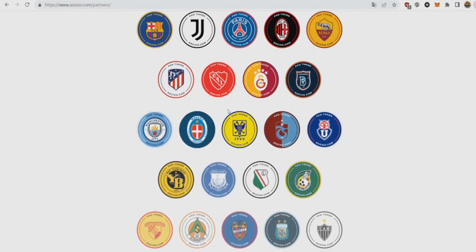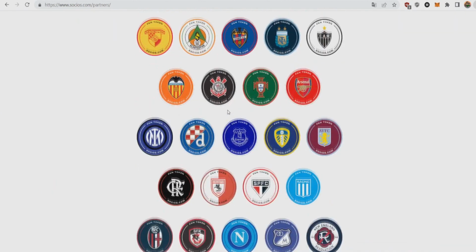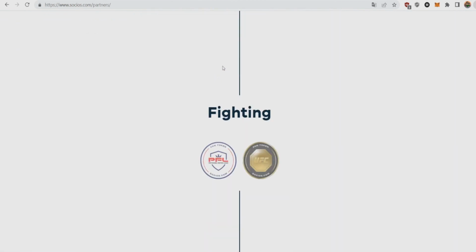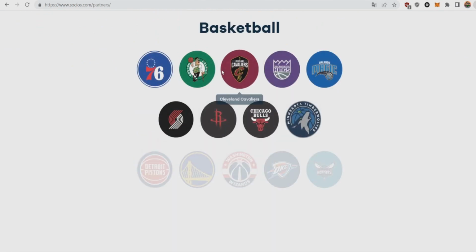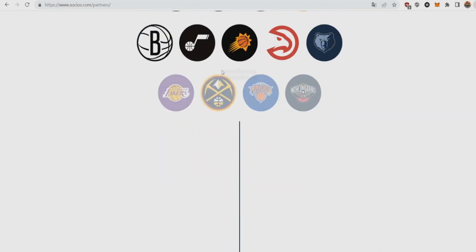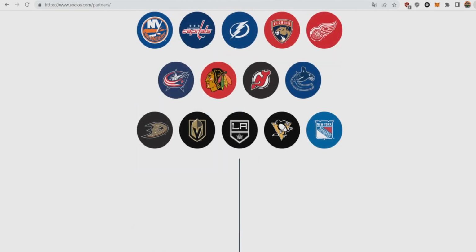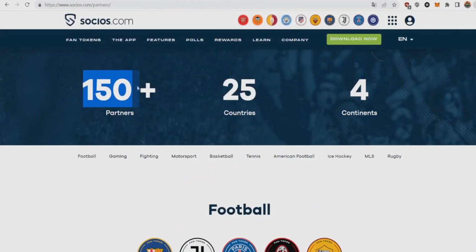They got almost every single big team in Europe, football partner, but not only that, they have gaming partners, they have fighting partners, motorsport, every basketball team in America partner, they got tennis partners, so they get so many partners. And can you imagine if a crypto has 150 plus partners? They can play to earn games, they can do NFTs, they can get you experiences like VIP tickets, meets and greets, which you're already doing, which you could never get without socials.